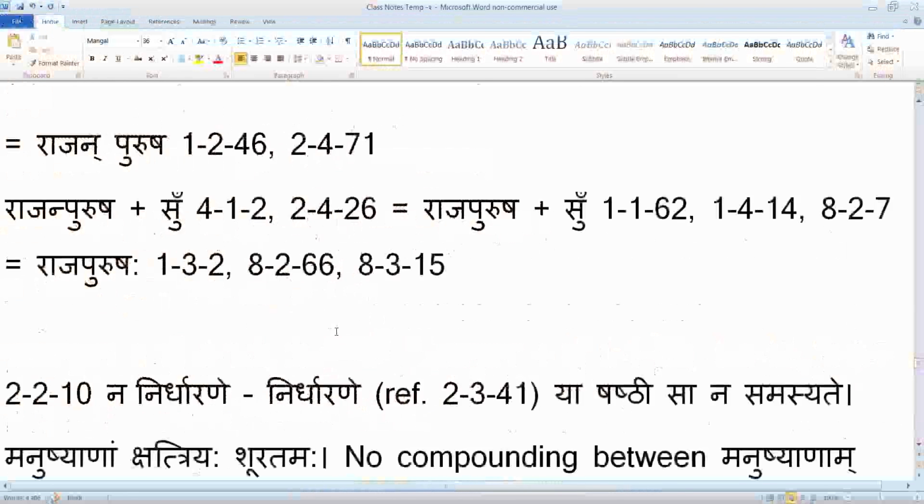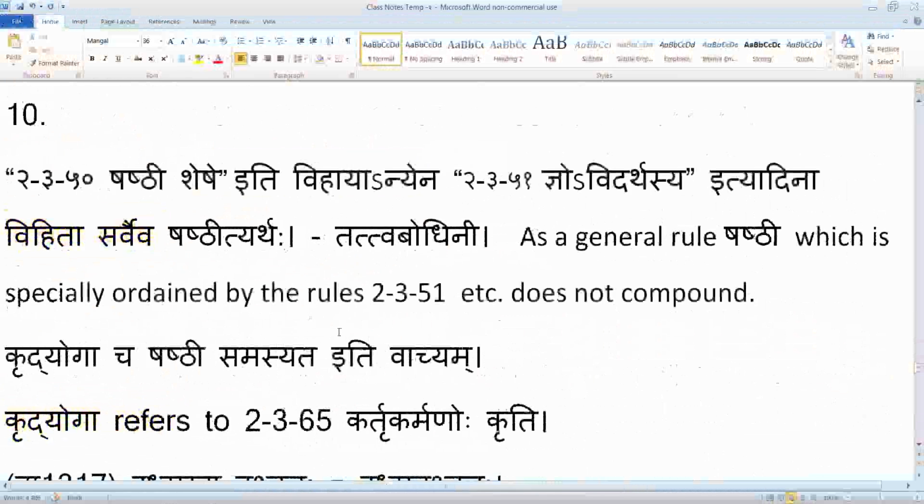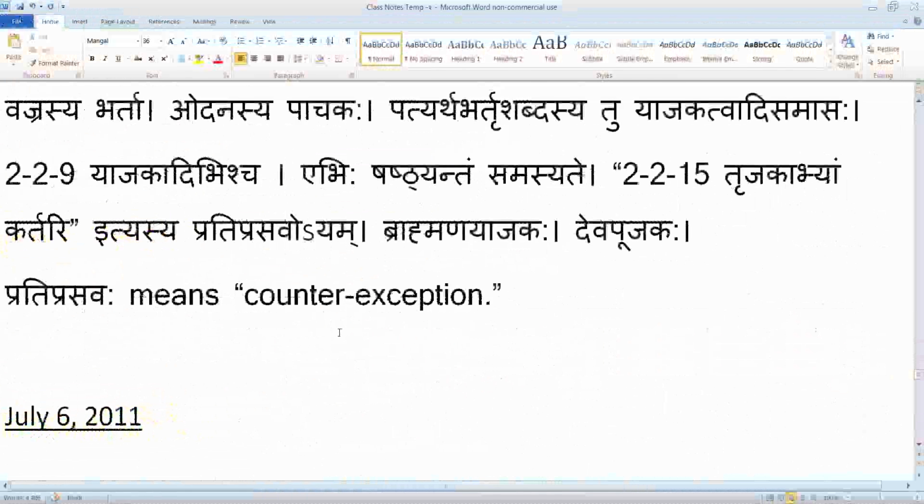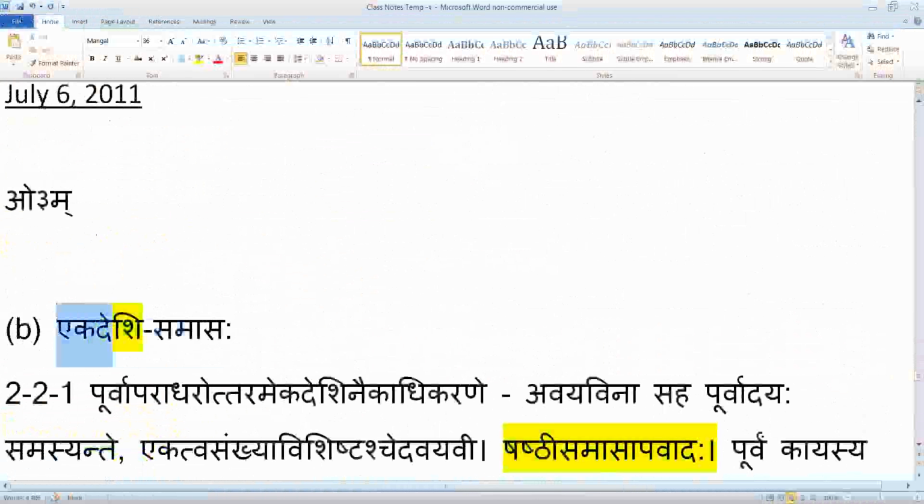In the document I have it here, it is the Ekadeshi Samasaha. This is the way you want it. So please make the correction in the book. It should be Ekadeshi Samasaha. This is also a Samasa itself. Now, what is Ekadeshin is that which has parts to it. So this is a compound involving something which has parts to it. We'll come to that in a second.